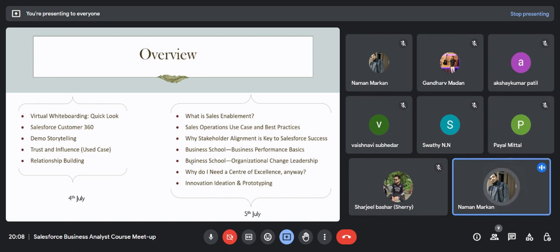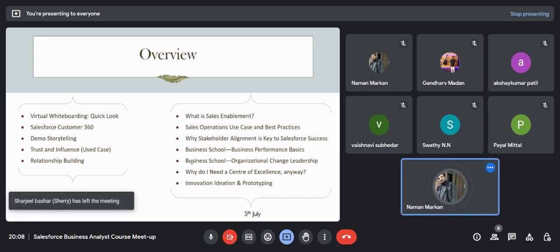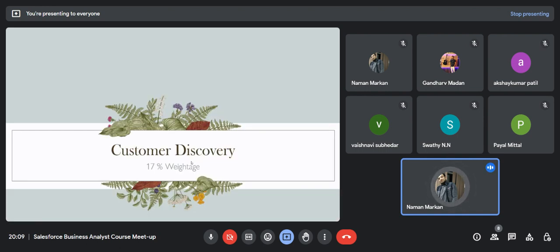Then on 5th July, we moved forward with the sales part of the business analyst role, where business analysts deal with sales and their best practices. We looked into how we can align with the stakeholder, and the basic steps to align with the help of some tools. We also looked into the performance of everyone involved in our business, and talked about some organizational challenges and leadership. Then we talked about centers of excellence, and moved forward with prototyping. So these are the things we covered in this segment.